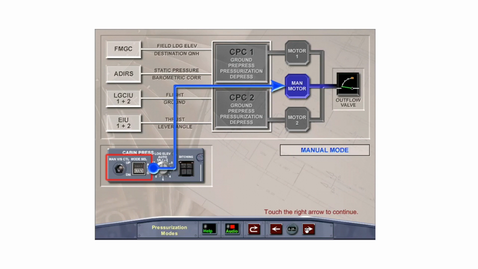In the event of a failure of the automatic modes, the manual mode is used to control cabin pressure using the manual switches on the cabin pressurization control panel. Pressing the mode selector push-button switch to manual allows the use of the manual vertical speed control toggle switch up or down to control the outflow valve through the manual motor.